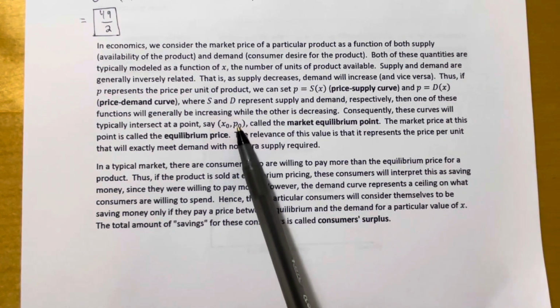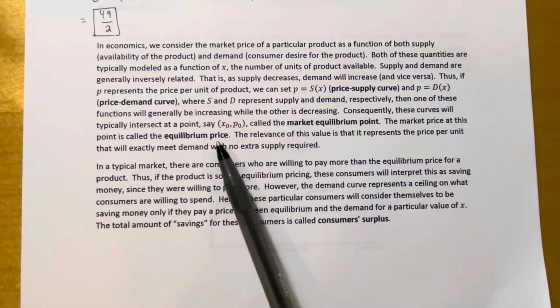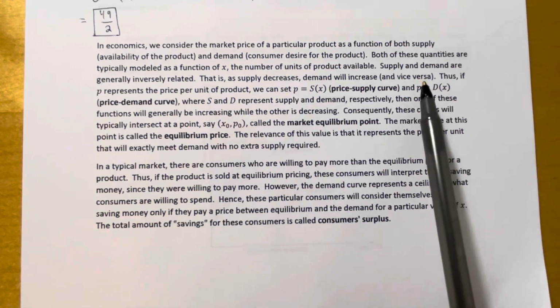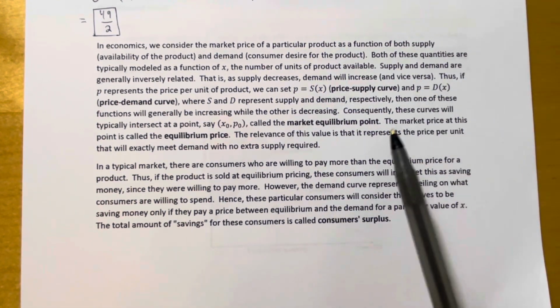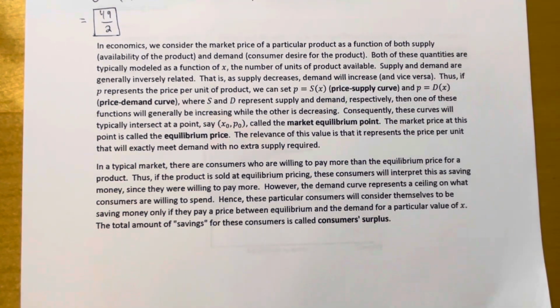The price, which remember, that's like the dependent variable, so we would think of that as the second coordinate. The price at that equilibrium point is called the equilibrium price. And if you think about it, it's where this P is equal to that P. It's where the price determined by supply is equal to the price determined by demand, and that is the ideal market price for your product. That's how we determine what market price is.